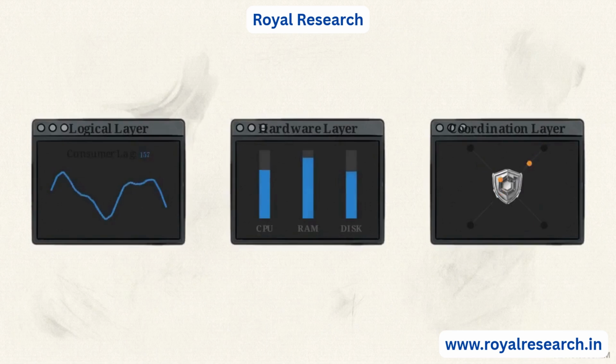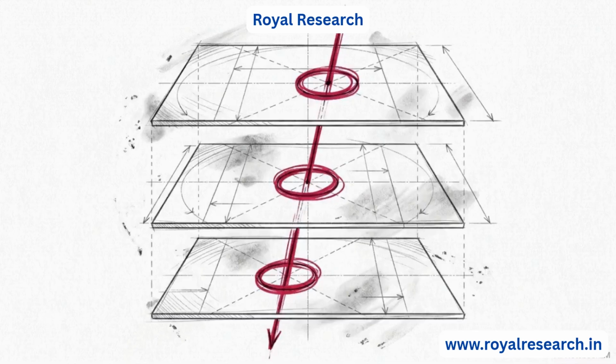Industry-standard tools like Prometheus, Datadog, and Confluent Control Center are built to aggregate metrics across these three specific tiers. True root cause analysis means pulling data from these platforms and correlating anomalies vertically through all three layers simultaneously.